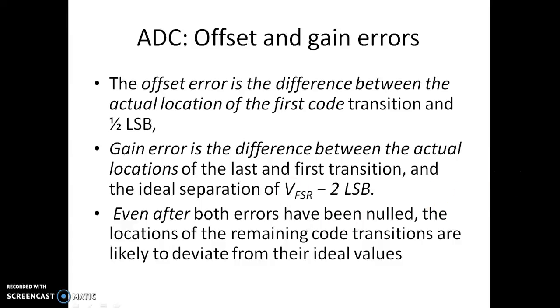Now, even after both the errors have been nulled, as we did in the DAC also, where we had some offset and gain error, even upon setting those errors to 0, we had errors like INL and DNL. So even upon making these two errors, offset error and gain error, zero in the ADC also, the remaining transitions are likely to deviate from the ideal values. So we shall see what errors come into the picture even upon making the offset error and gain error 0.